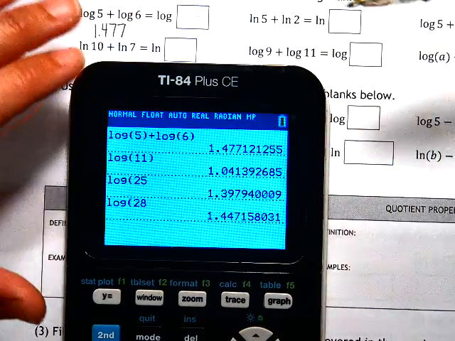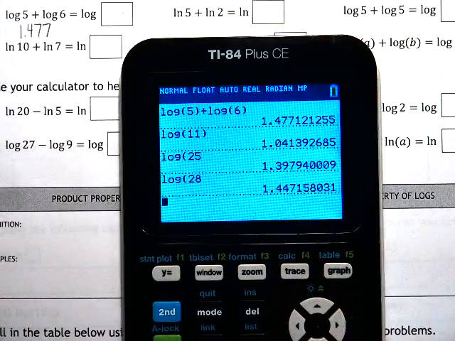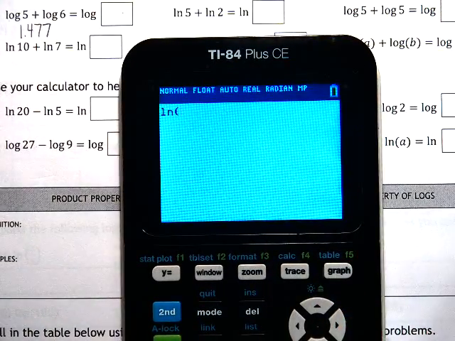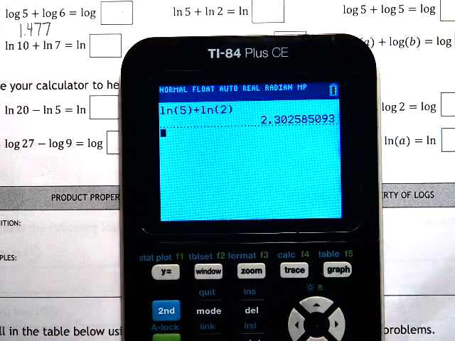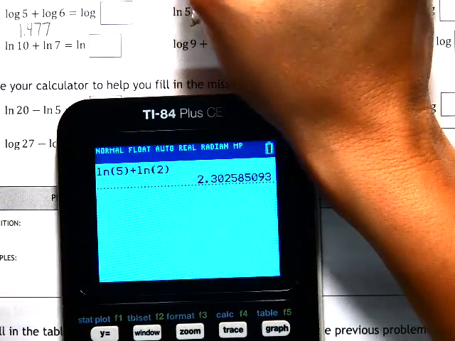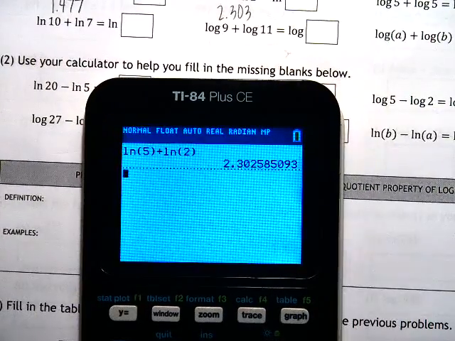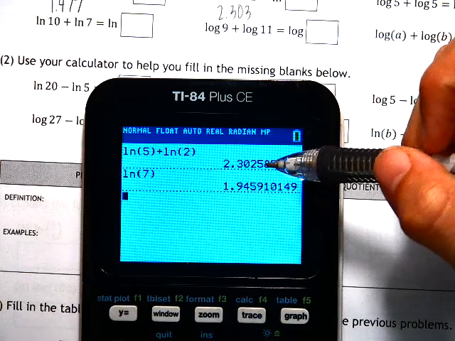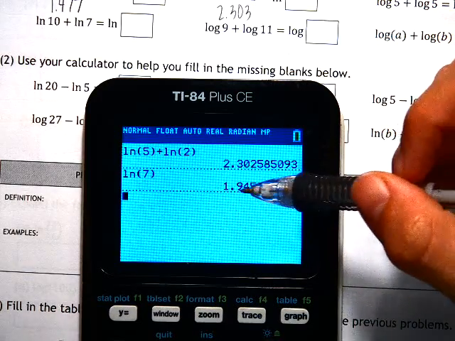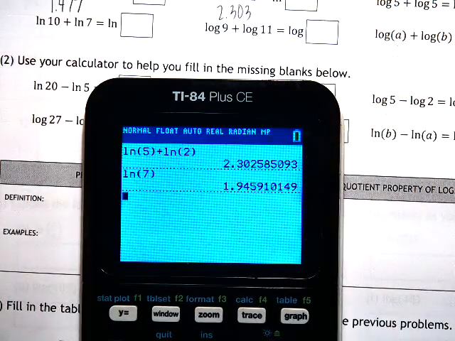Then you're going to do the same thing for the next one, natural log 5 plus natural log 2. So you'll do the same thing, and you can use the natural log button, natural log 5, parentheses, plus natural log 2, parentheses, 2.303. And again, you'll give yourself that kind of mission. Okay, natural log of what is going to get me close to 2.303? So 1.945, I'm close, but I'll need to go a little bit bigger, and then I'll just keep going.